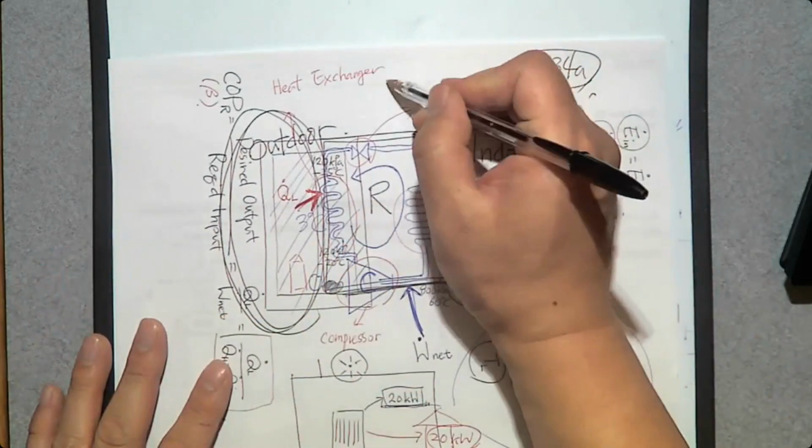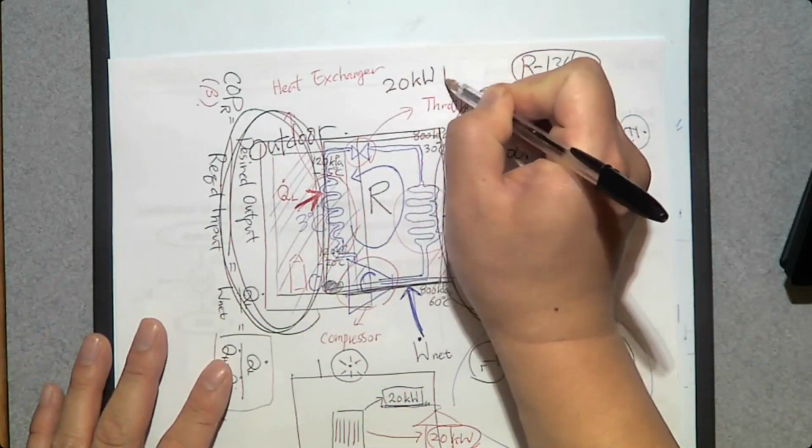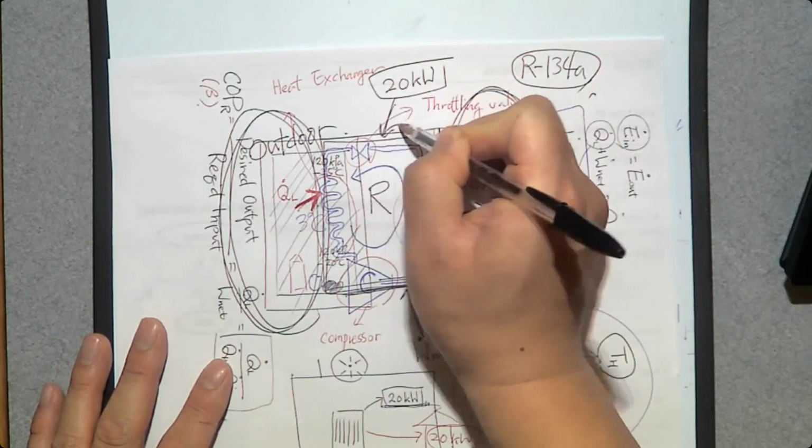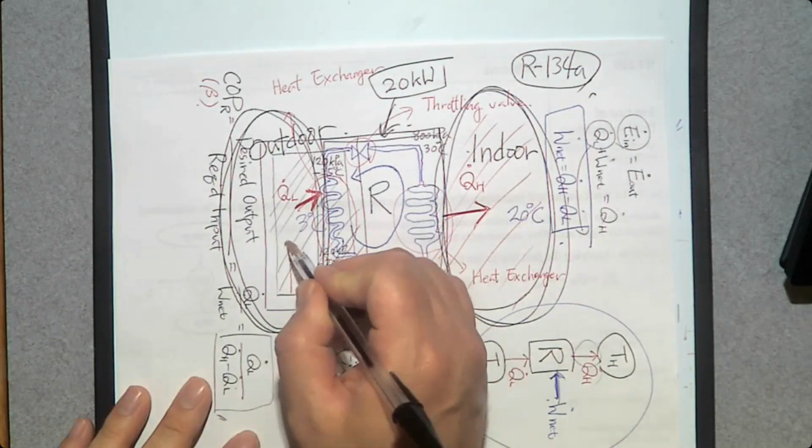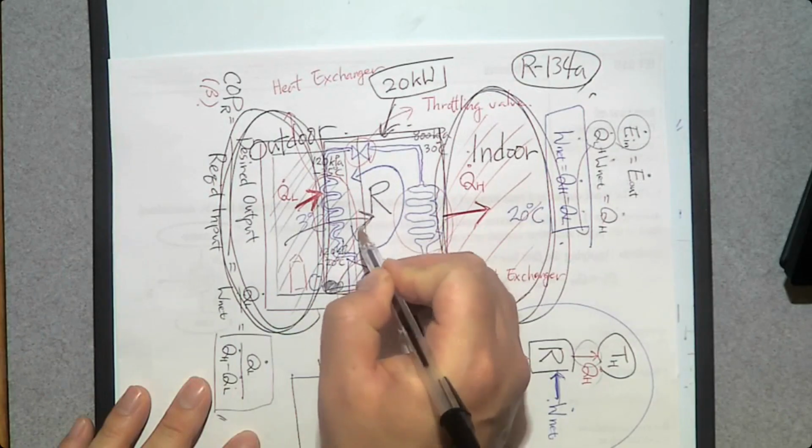So let's consume 20 kilowatt of electricity by this refrigerator. Then what this one does is cool the outside air. In other words, the heat transfer from outside to the refrigerator can be any number. So let's assume that we can transfer maybe 10 kilowatt.